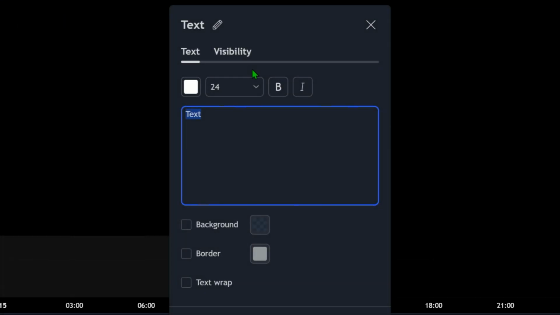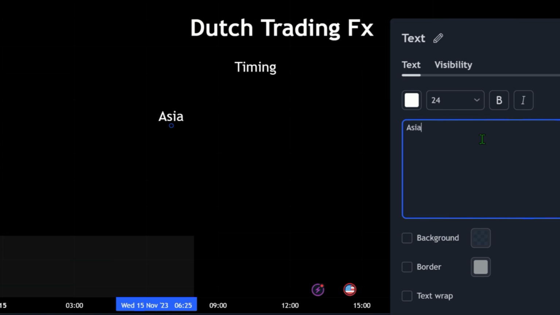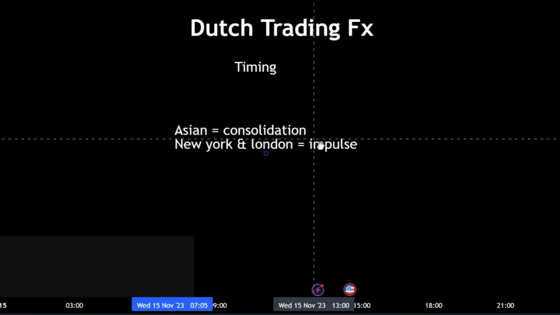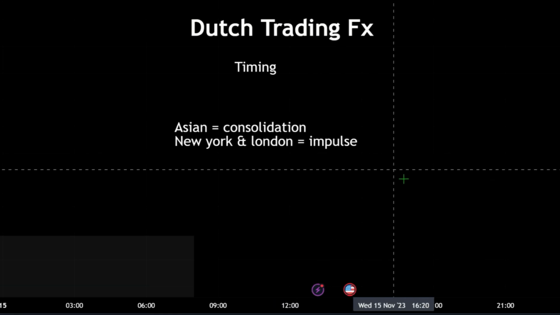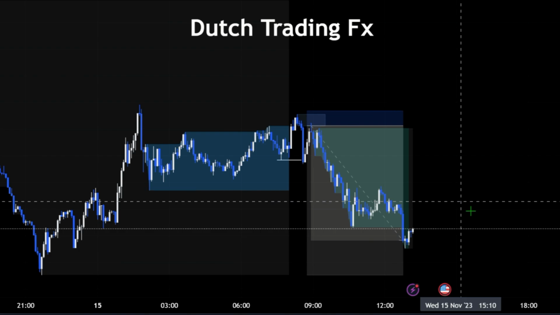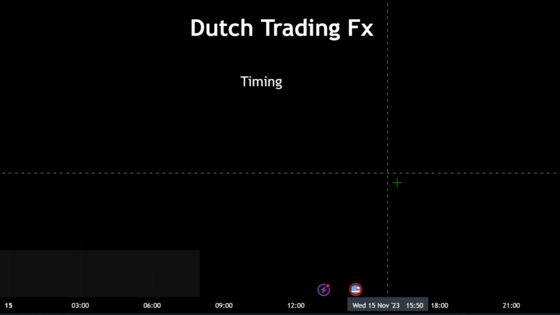So another important thing with the strategy is the timing. And that comes down to the session. As I said, the Asian is consolidation, the New York and London is impulse. So that's exactly what you want to trade, the New York and the London. That means the key times are right around the start of London and the start of New York, where the impulses happen.